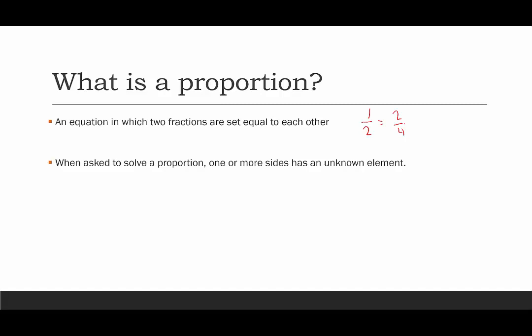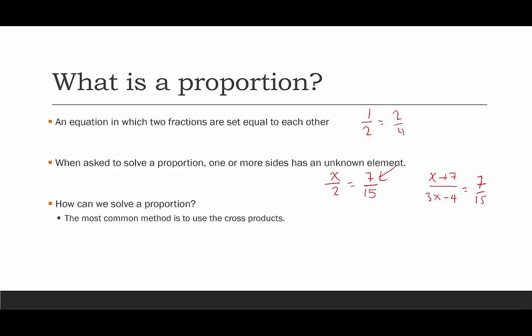When we're asked to solve a proportion, that means that we have an unknown somewhere in part of the proportion, whether it's a numerator, a part of a numerator, or a numerator and denominator. So it might look something like x over 2 is equal to 7 over 15, where we want to determine the value of x. It can get more complicated, and we could have x plus 7 over 3x minus 4 is equal to 7 over 15. But for this video, we're only going to look at having a single unknown numerator or a single unknown denominator.